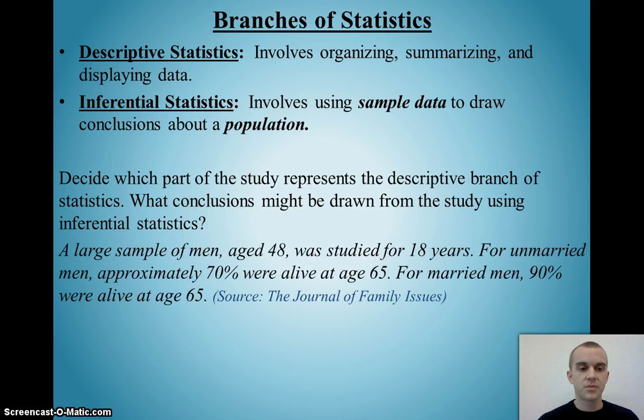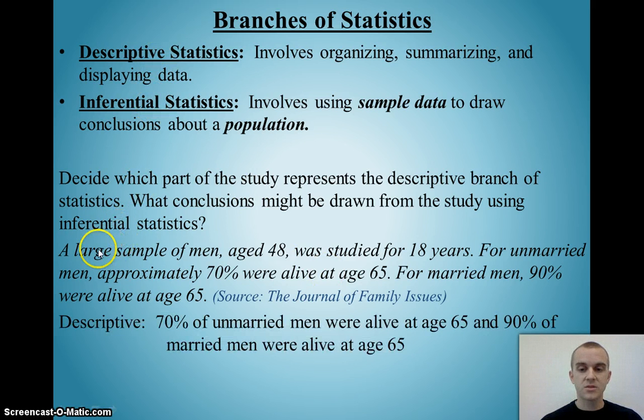So let's look at this example. We've got a large study of men, and they followed them for 18 years, and what they found is that 70% of unmarried men were alive at age 65, whereas 90% were alive at age 65 of those that were married. Now the thing that's important here is that we first need to talk about what's descriptive and what's inferential. Our descriptive is going to be all the information we have about the two different groups. We know 70% of unmarried men were alive at 65, 90% of married men were alive at 65. So that's our first important part.